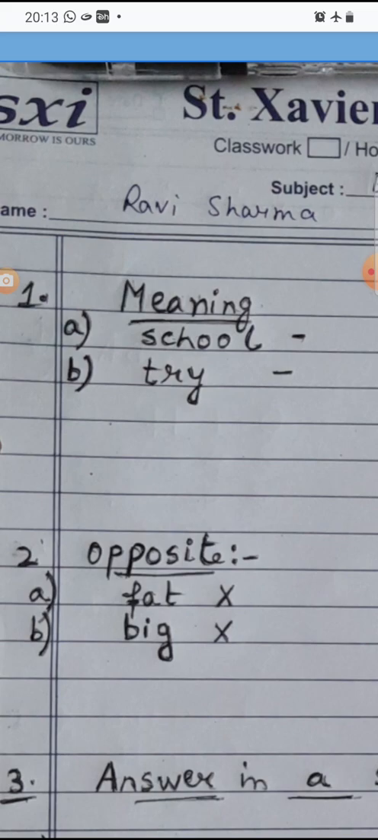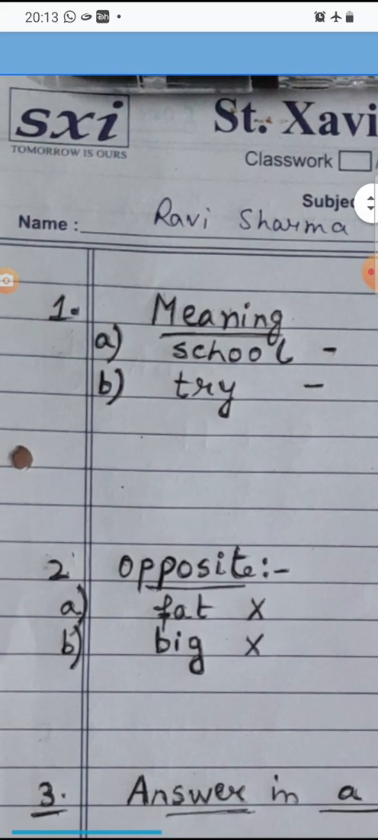First, do not copy any question. But you should mention the question number properly. If the question is 1 and under 1 you have A, B, C, D, please write 1A answer, 1B answer, 1C answer, 1D answer. Do not copy any question.